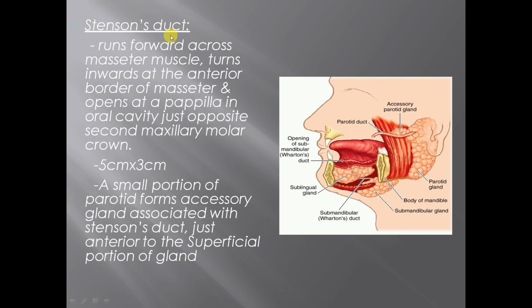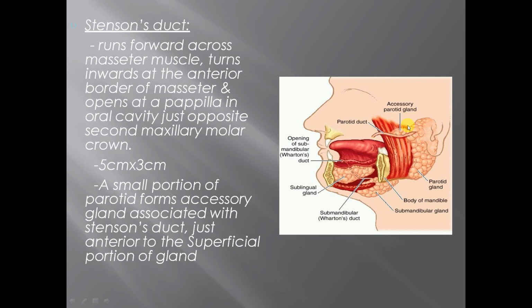Coming on to the Stenson's duct. The duct of the parotid gland is called the Stenson duct. It runs forward across the masseter muscle and turns inward at the anterior border of the masseter, and opens at the papilla in the oral cavity, just opposite to the second maxillary molar crown. The size is 5 cm by 3 cm.